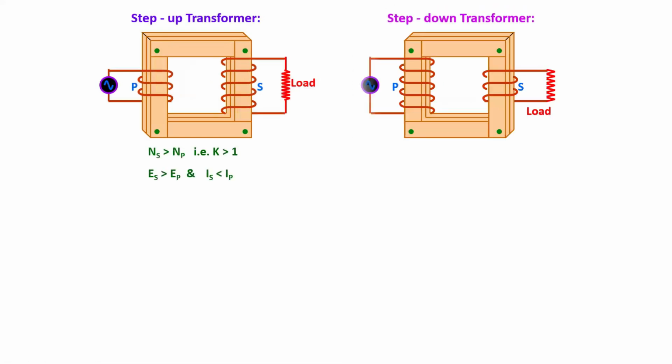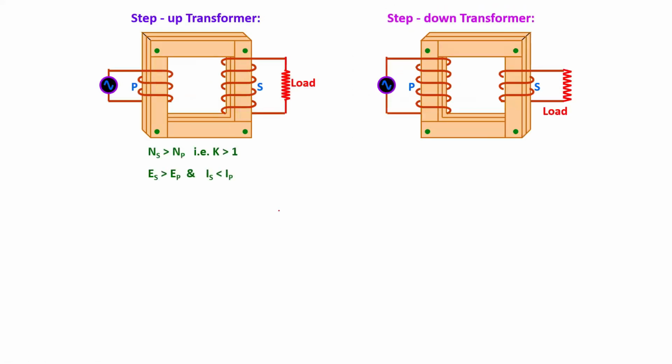Now, what is meant by a step up transformer and a step down transformer? When the transformer increases the given voltage, it is a step up transformer, and this is the condition. In the case of a step down transformer, it is reversed. In terms of number of turns, the number of turns in the secondary coil will be greater than in the primary coil for a step up transformer, and opposite for a step down transformer.